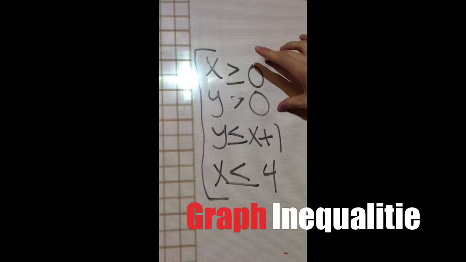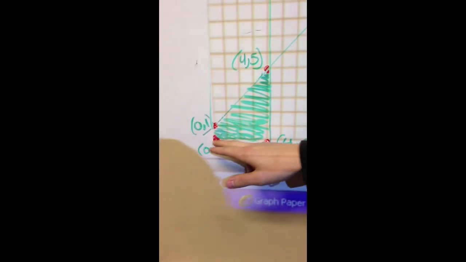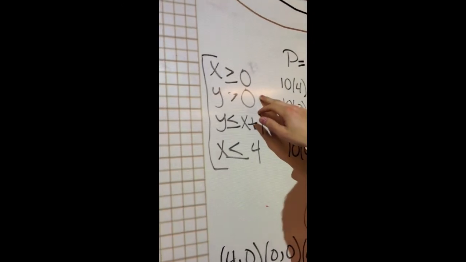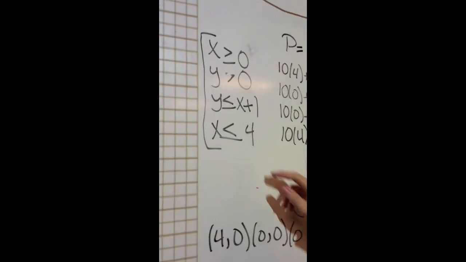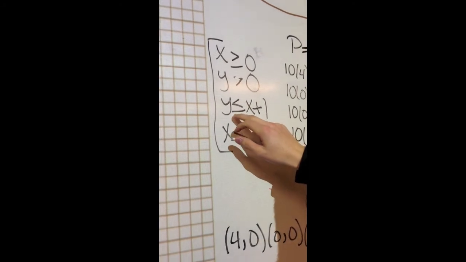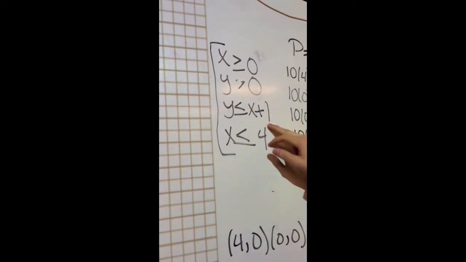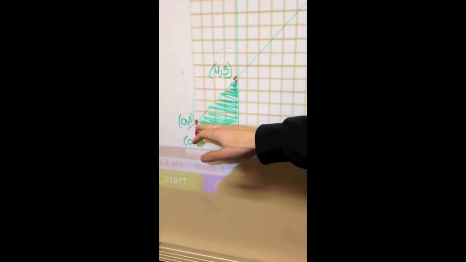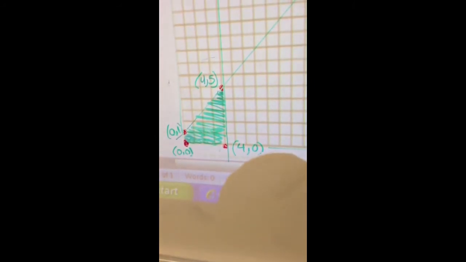So what you want to do is graph these. x is greater than 0, so you're going to go to 0 and mark the x all the way across the line. Then y is greater than 0, so you want to go to y and graph it all the way up. Then you want to graph y is less than x plus 1, so you go 1, and then up 1 over 1, up 1 over 1, all the way up.